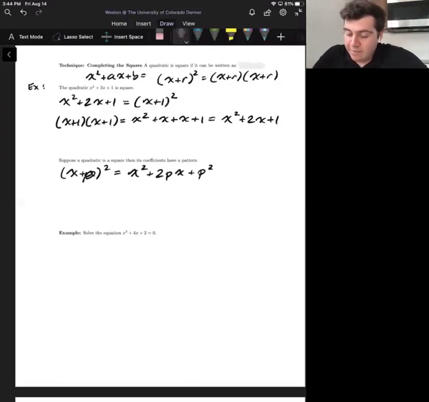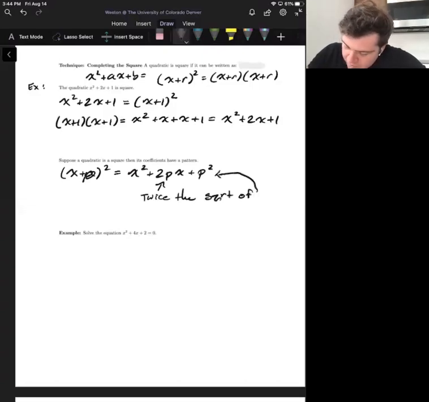So what that's saying is that this middle term is twice the square root of the ending coefficient. And if we look back up at our previous example, we can start with 1. If we take the square root of it, that's 1 again, and then we double it and we get 2. So that's how we're able to tell that this is a square quadratic.